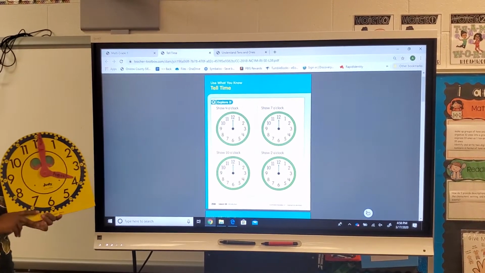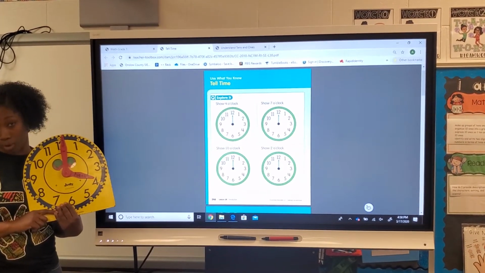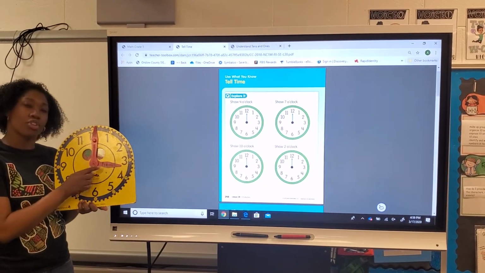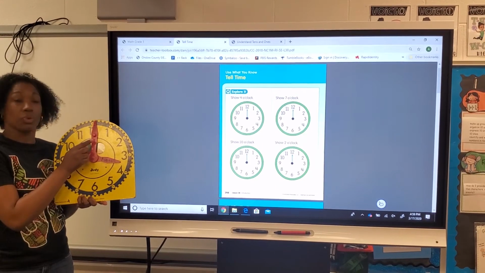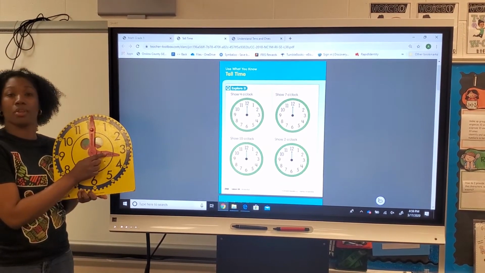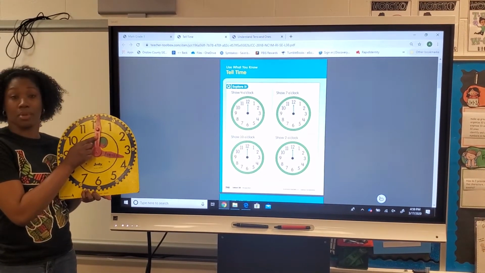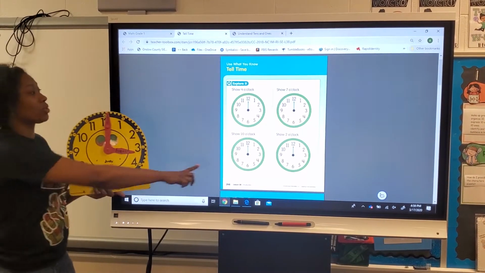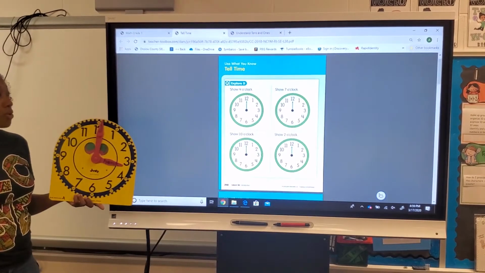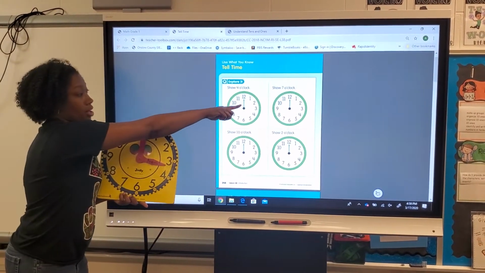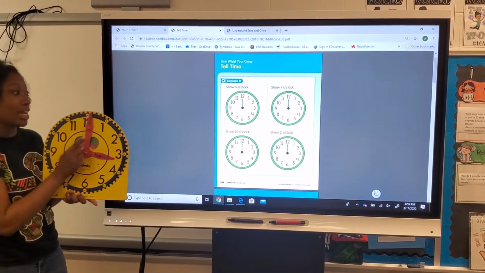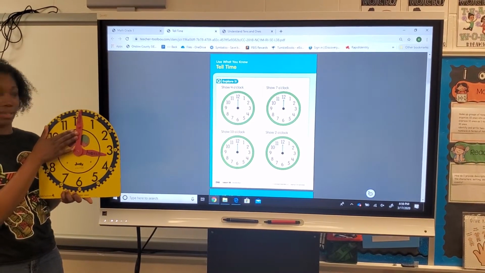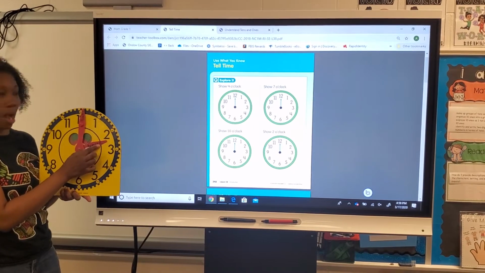Okay, our first problem wants us to show 4 o'clock. Go ahead and look at your clock and make sure you know which one is your hour and which one is your minute. Your hour is your short one and your minute is your long one. We're going to focus on moving the hour only. Now, on your workbook, the minute hand, which is your long one, is pointing at 12. So we are not going to touch that one. Keep that one there. We're going to worry about your hour hand.